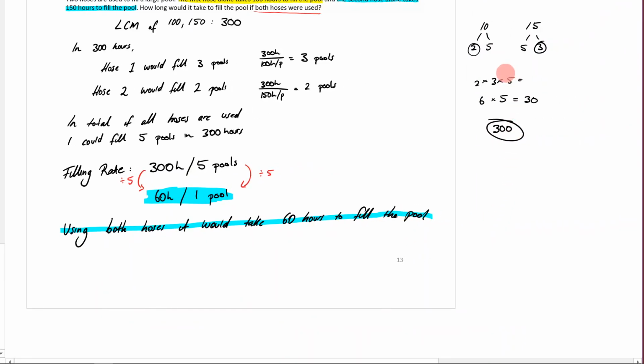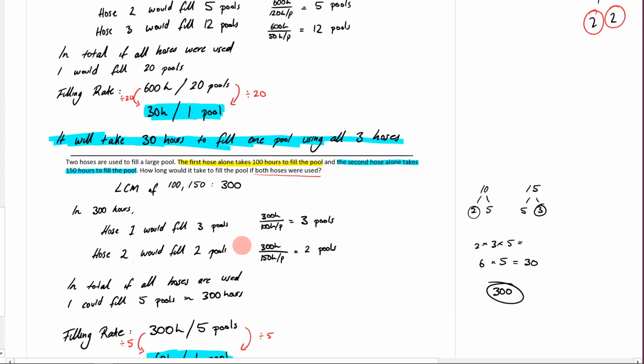So I did a bit of prime factorization to find my LCM, and then the process was the same as what I did above here as well.